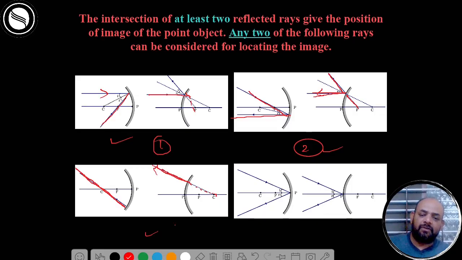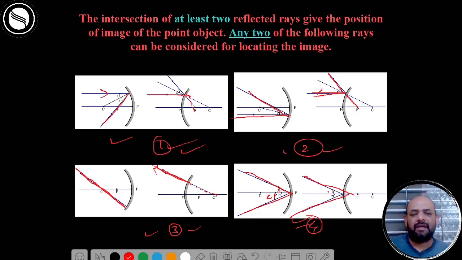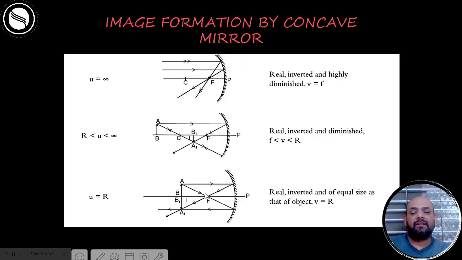Fourth option: these three options are enough to form the image. In some situations you can take this also; it's optional. The only thing we have to take care of is angle I equal to angle R. So if a ray is coming like this, it will go like this. Here also, like this. So here we have four options. Out of these four options, we can take any two according to our convenience and form the image. So these are the options to take the rays.